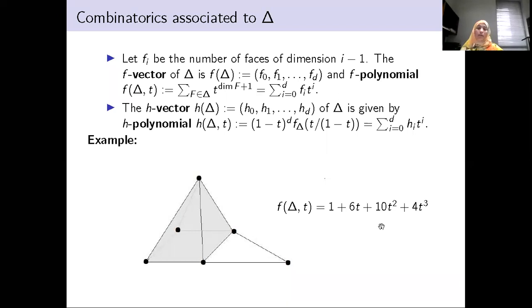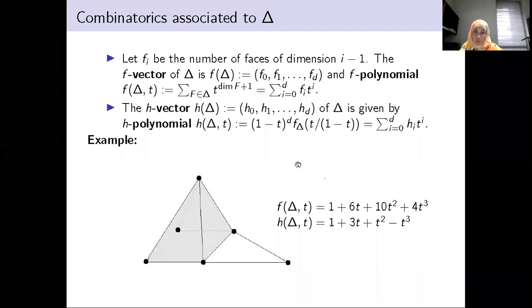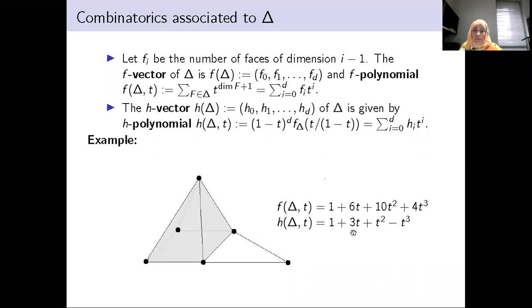So we get this f-polynomial here. The 1 is for the empty set, the face of dimension -1, which is always counted as 1. Then using this formula, which is a linear transformation, you get the h-polynomial: 1 plus 3t plus t squared minus t cubed. Here you can easily observe that the f-vector always has non-negative integer entries.